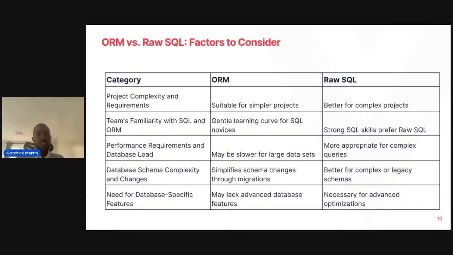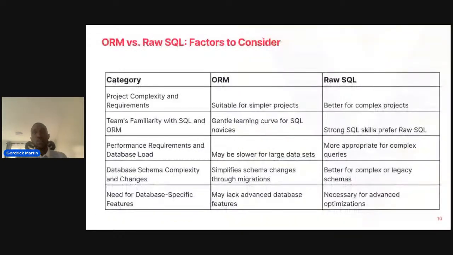Database schema complexity: with ORMs, it's simple to make changes. Once you do your model file, if it's Python, if it's Django, you just run manage.py migrate, as opposed to raw SQL where you have to write actual SQL schema files for the updates. And whenever you need database specific features, MySQL, Postgres, some of them might be lacking on the specific ORM you're using, and you need to actually go into raw SQL.